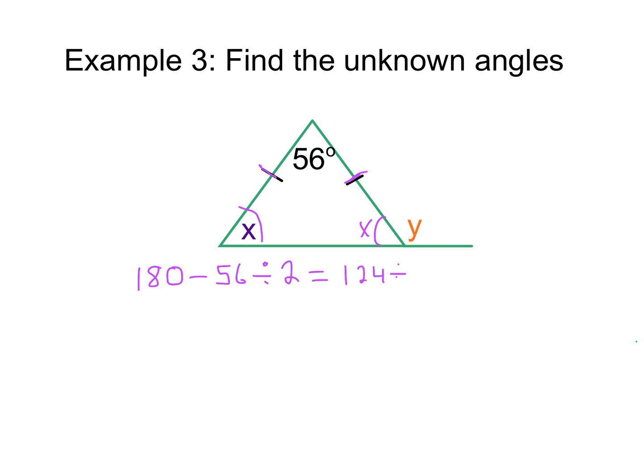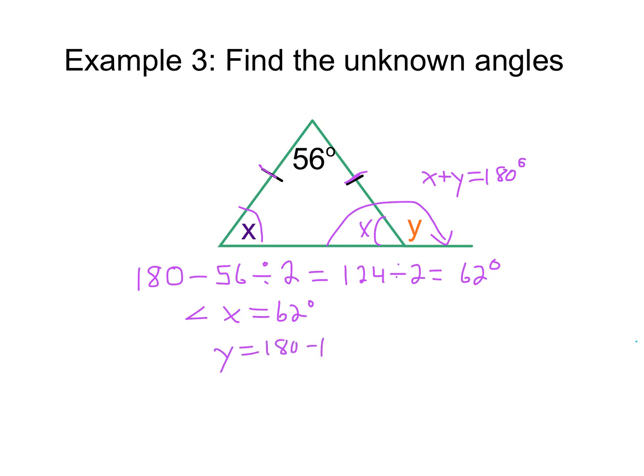Then we end up with 124 divided by 2, or 62 degrees for each of those angles. So angle X equals 62 degrees. Now angle Y is supplementary with angle X. That means that X plus Y, because they're on a straight line, add up to 180 degrees. And so if angle X is 62 degrees, then angle Y has to be 180 minus 62, and so angle Y is 118 degrees.